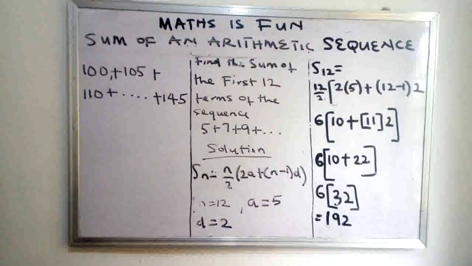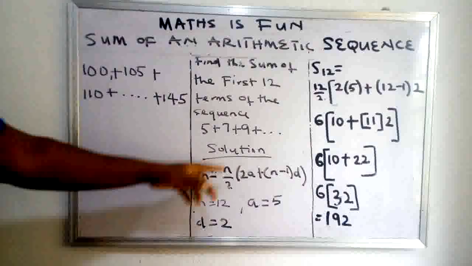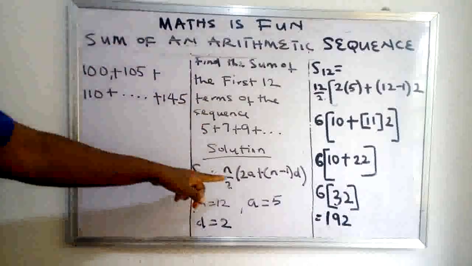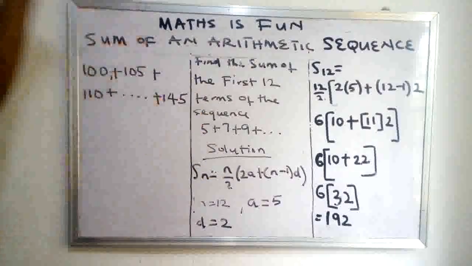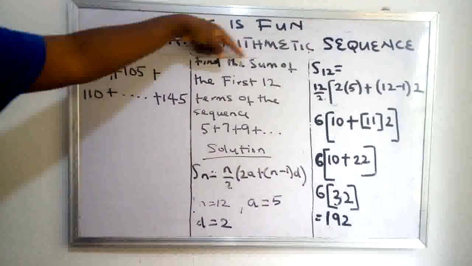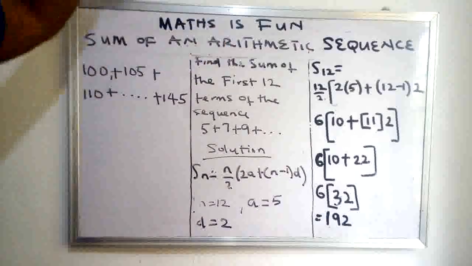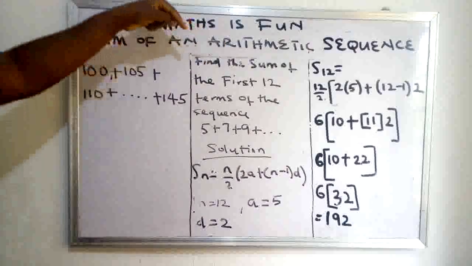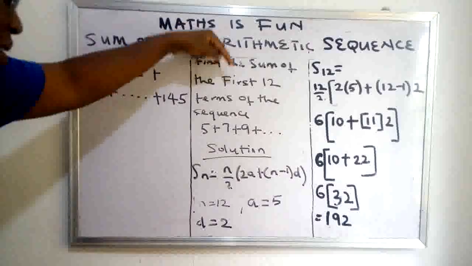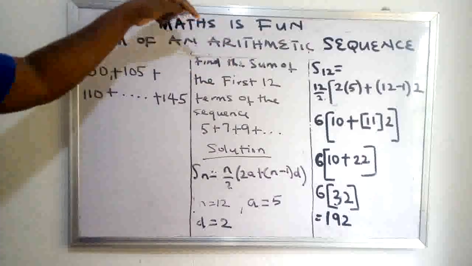The next step. Bring out all the details in the question. So what are the details in the question? What does the n in the formula represent? N is number of terms. Let's go back to the question. Find the sum of the first 12 terms. So our n obviously is 12, correct.